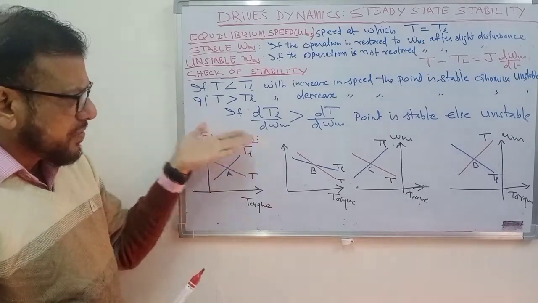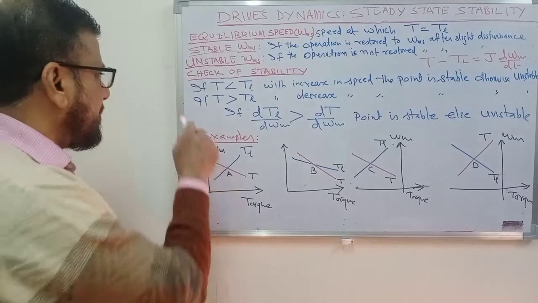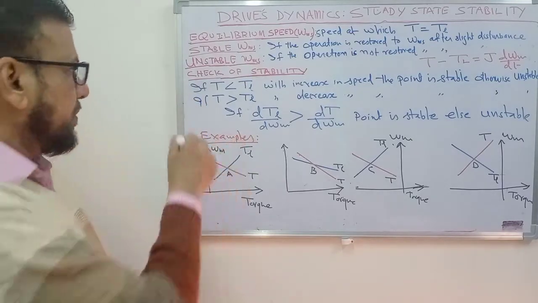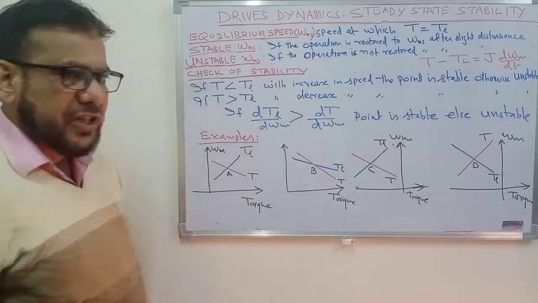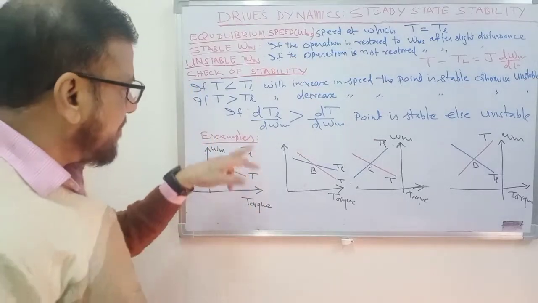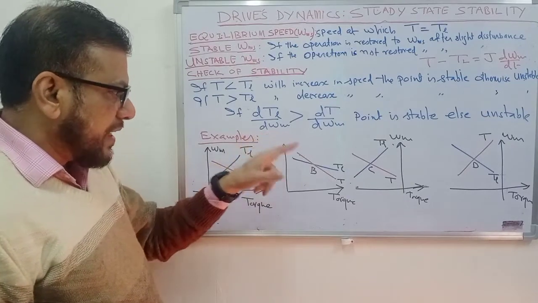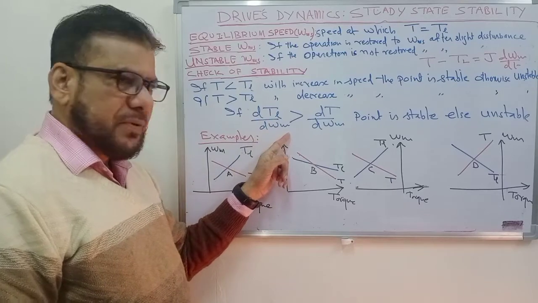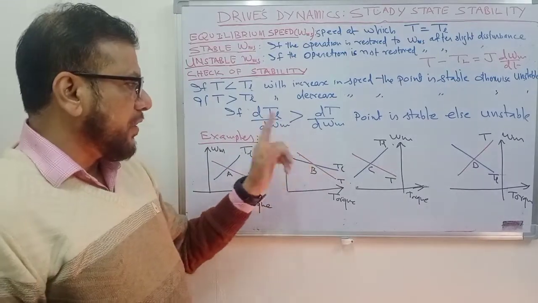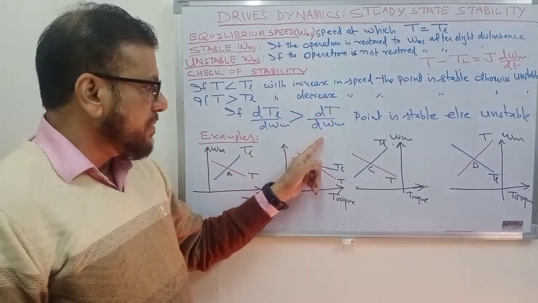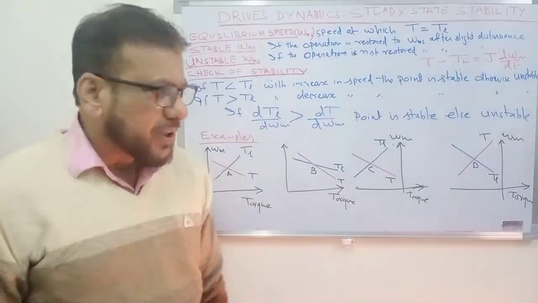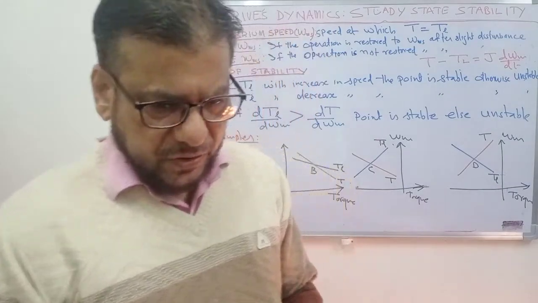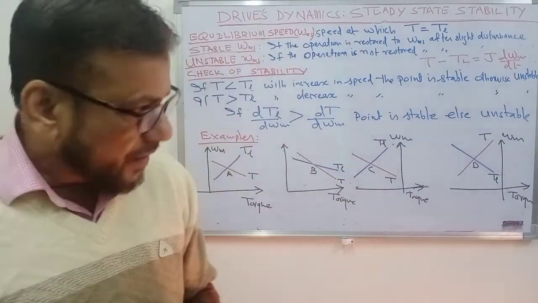So another check you can make: you can use either this method, you decrease the speed slightly and see what happens, or you increase the speed and check what happens, or you can make another check that you find out, at the operating point, the value of dTL upon d omega m and check whether it is more than or less than dT upon d omega m. If it is more, then you can say that the point is stable, otherwise it is unstable. So this also you can do.